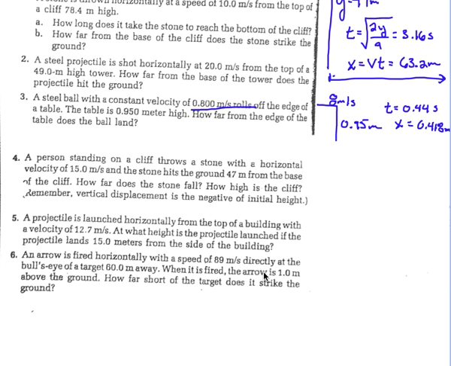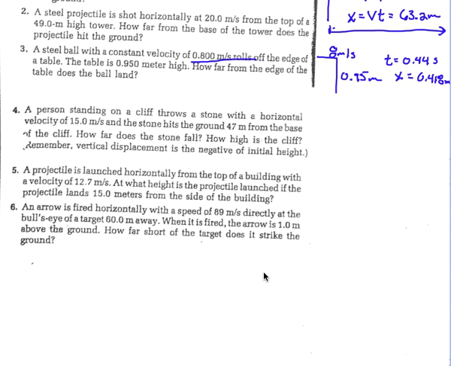Number 4 is a little bit different. We have a person standing on a cliff, throws a stone with a horizontal velocity. So you have an initial velocity again, but this time it gives us how far it went in our x direction from the base of the cliff. So we want to know how far the stone falls. We want to know how high this cliff is. We have 15 meters per second initial horizontal velocity, and we have 47 meters in our horizontal direction.